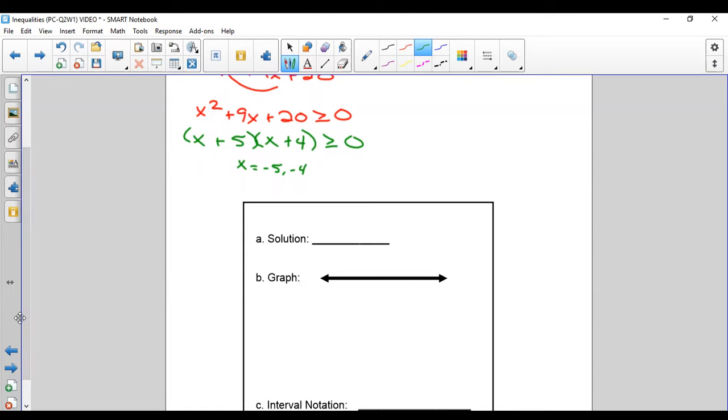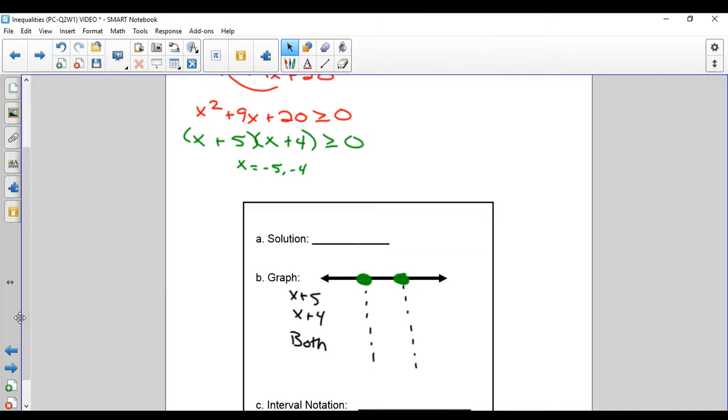So I put those on there on the number line. Filled in circles. Set up our little table. Now we're going to notice something here, and I'm going to point it out in a second. We have x plus 5, x plus 4, and we have both of them combined. Again, the portion we are worried about is what happens with both of them.